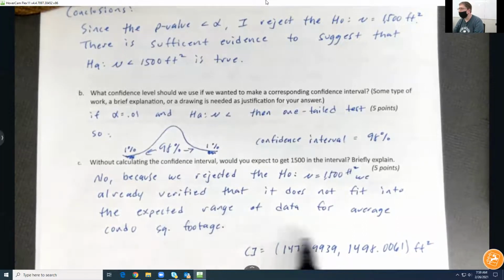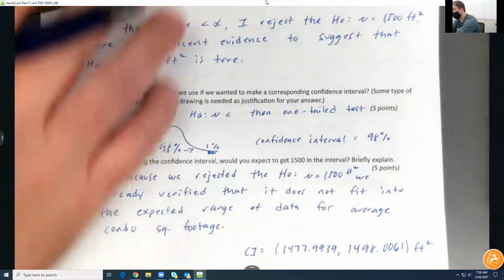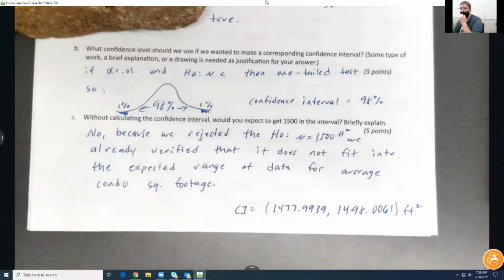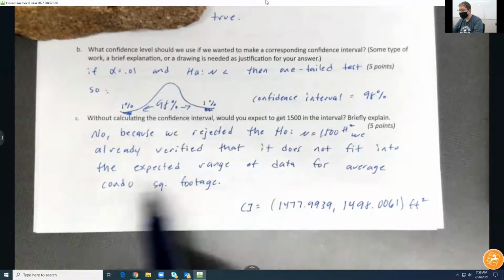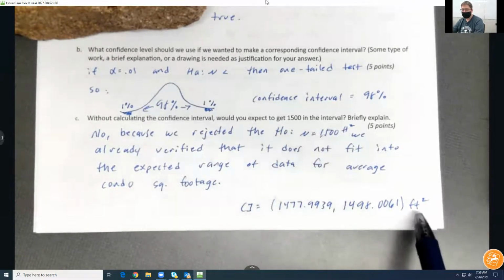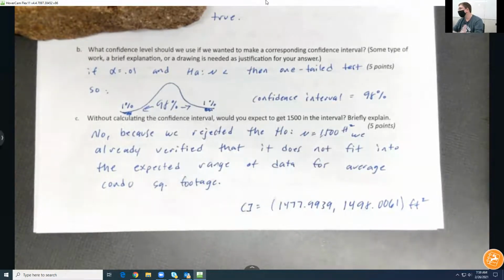You don't have to do this though to prove it. I just wanted you guys to see, because some people like myself are very visual. So I just wanted you to be able to see, really, we did prove this already, that 1,500 would be rejected, and here's why. Sometimes it helps make that connection.